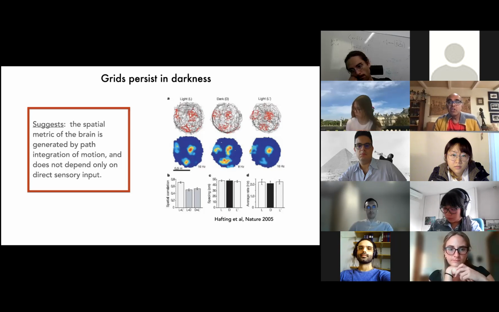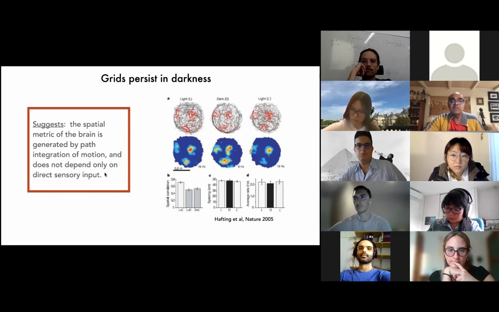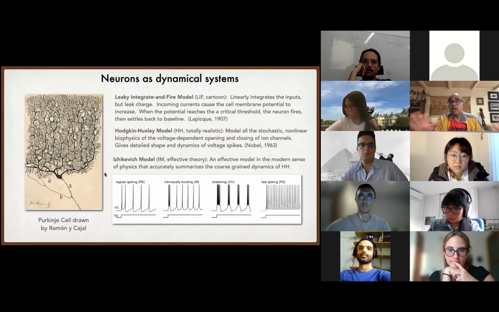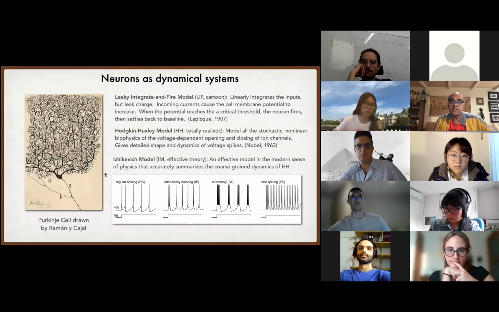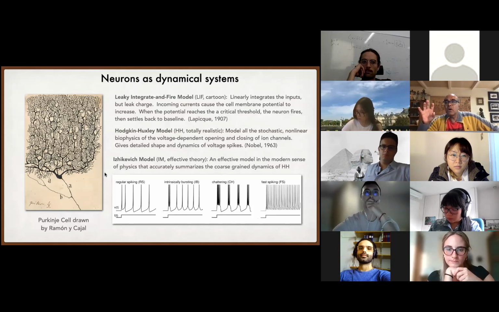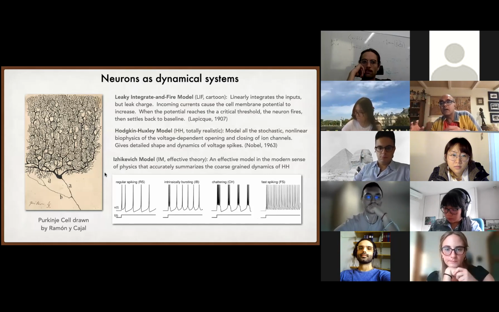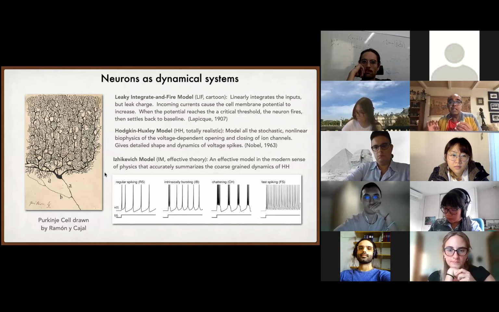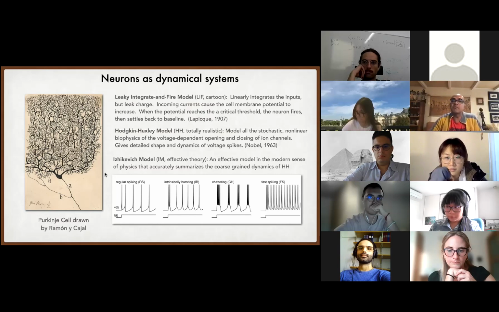To do that, you're basically treating neurons as a dynamical system that self-organizes. So how do you do that? Let me remind you of 3 approaches to doing this. The simplest way is what are called leaky integrate and fire models, where you have neurons that linearly integrate their inputs, but then leak charge. The incoming currents cause membrane potential to increase. And then you declare by hand that if that potential reaches a critical threshold, you'll just settle it back to baseline.